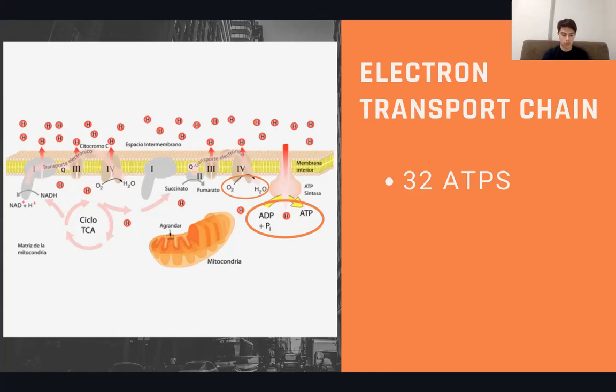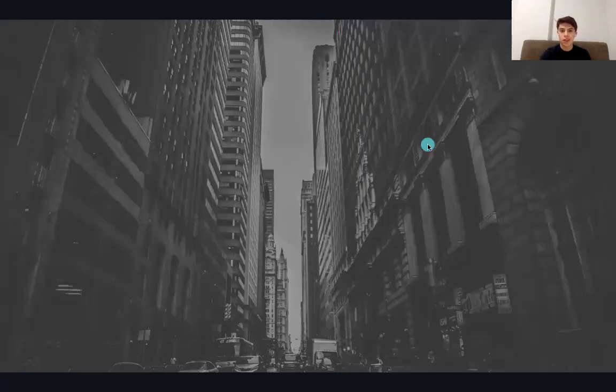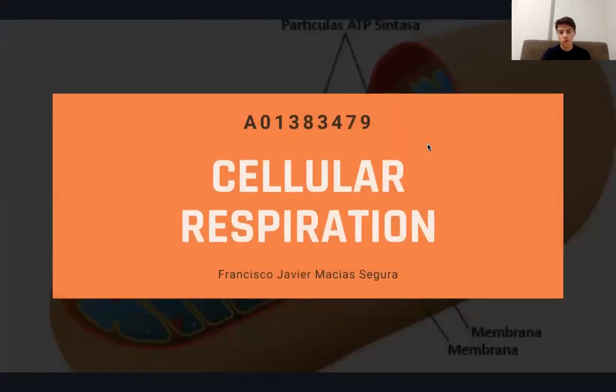Lastly, as the result of this process, we obtained 36 ATPs, and this is the process of cellular respiration. Thank you.